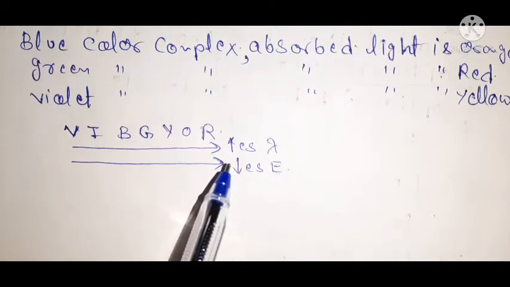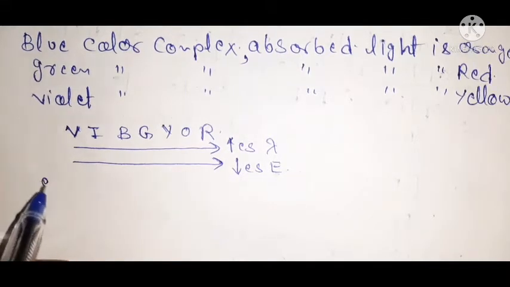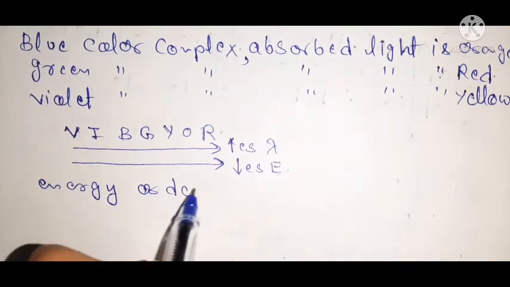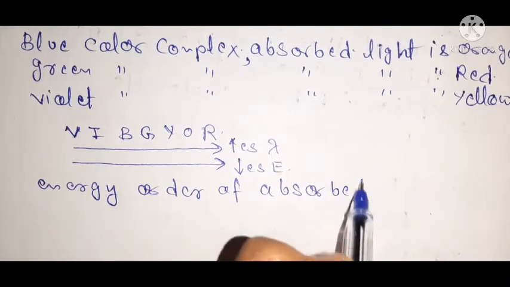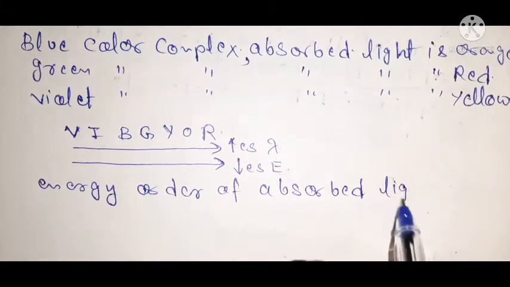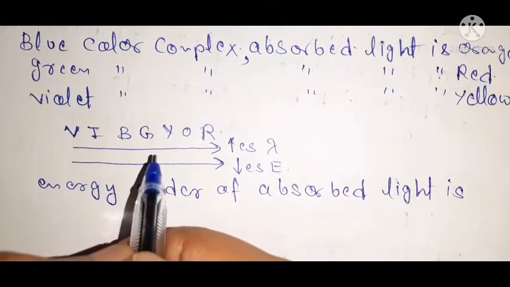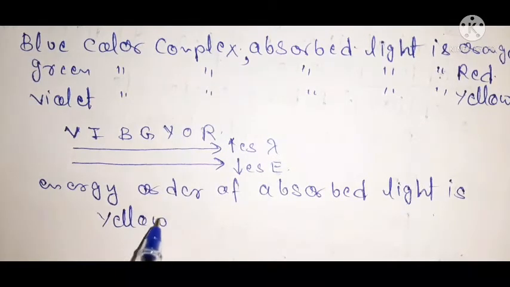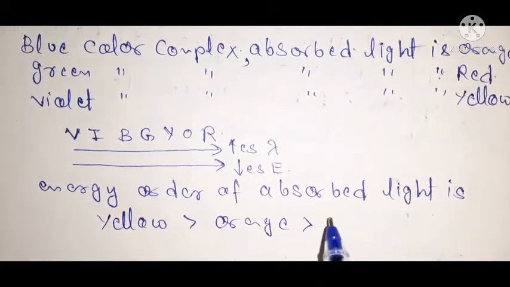Now on the basis of this conclusion, we get the energy order of the absorbed light. The energy order of absorbed light is: the highest energy is for yellow, then for orange, and least for red.